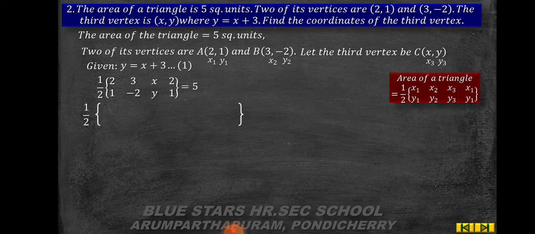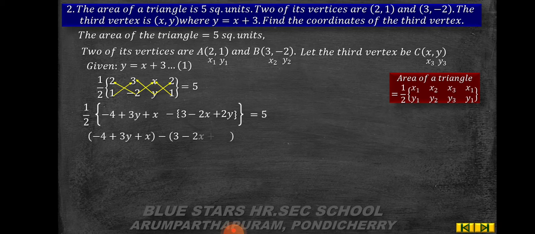1 by 2 into, the next step is you have to do a cross multiplication. So 2 into -2, which is nothing but -4. Then y into 3 is plus 3y. Then 1 into x is plus x. Minus 1 into 3 is 3. Minus 2 into x is minus 2x. Y into 2 is plus 2y, which is equal to 5.